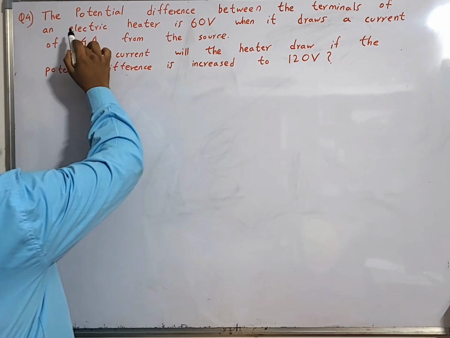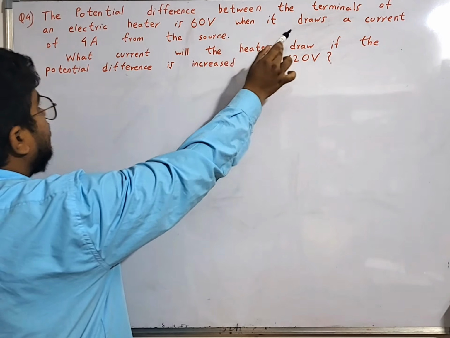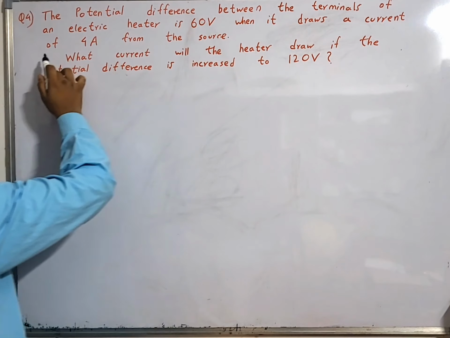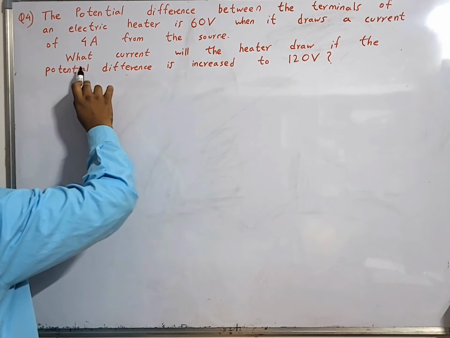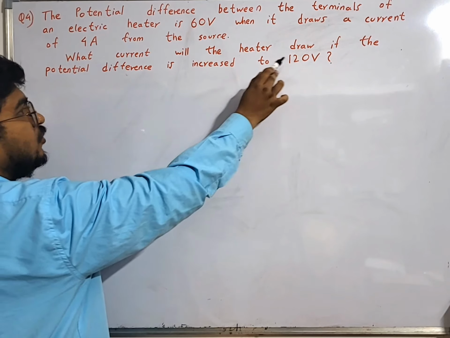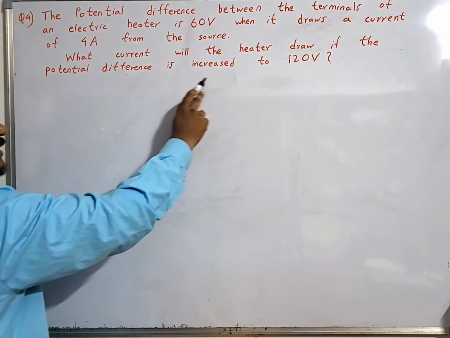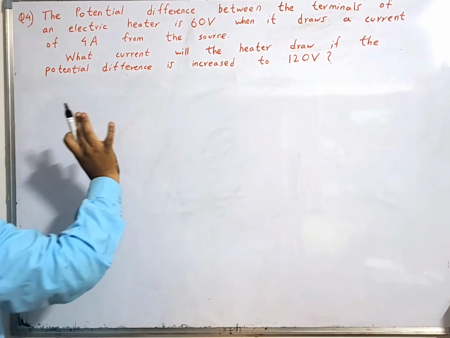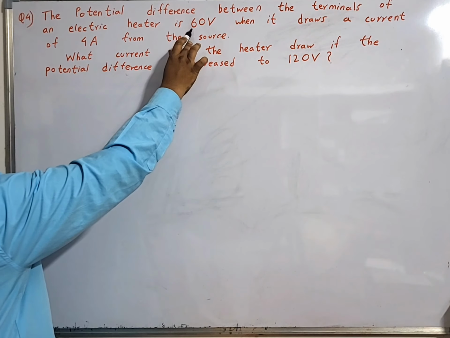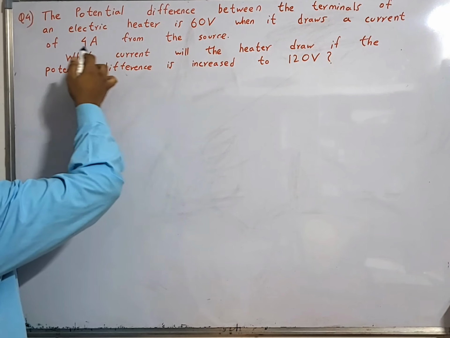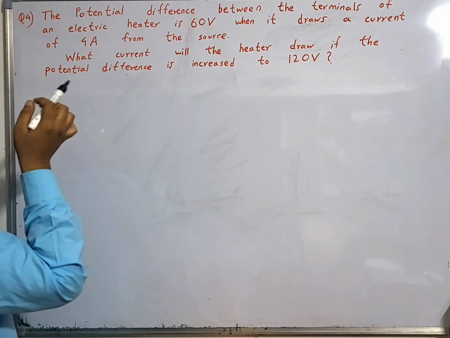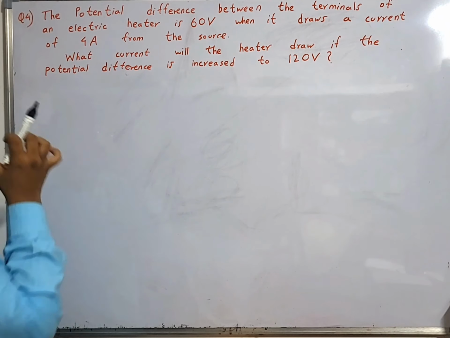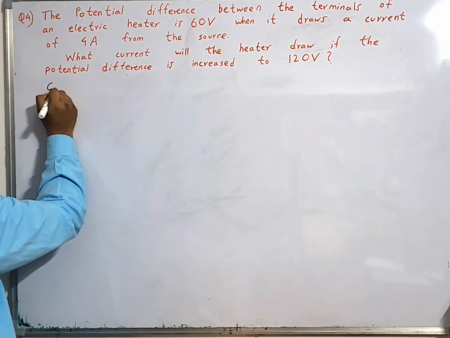The next question is, the potential difference between the terminals of an electric heater is 60 volt when it draws a current of 4 ampere from the source. What current will the heater draw if the potential difference is increased to 120 volt? So when the potential difference is 60, it draws a current of 4 ampere. But what will happen if you increase the voltage, how much current will it draw? So first the given values.